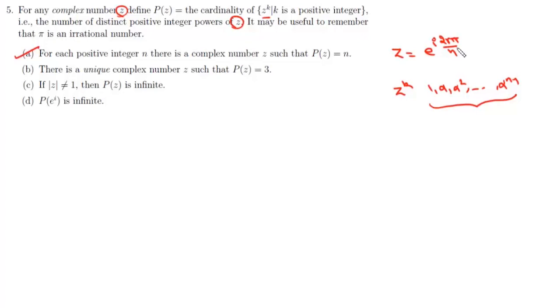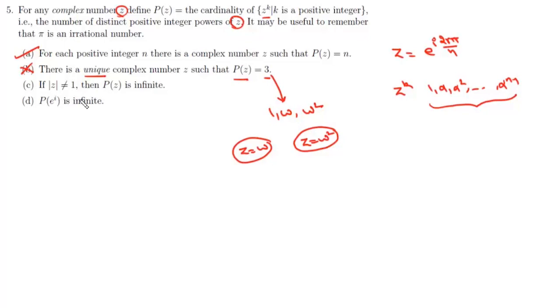Now the next one is, there is a unique complex number such that pz equals 3. Now again for this, what we'll do is we'll take the third root of unity, which are 1, omega and omega square. Now if we take z as omega, we'll have 3 roots, and if we take z as omega square, again we'll have this cardinality as 3. So that means this option B is incorrect.